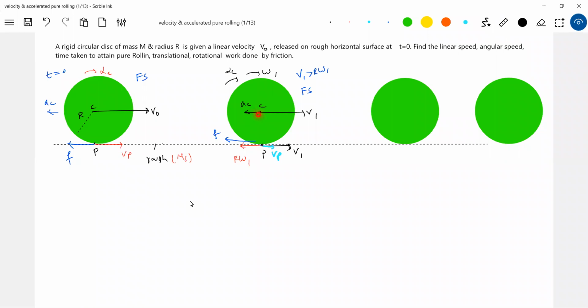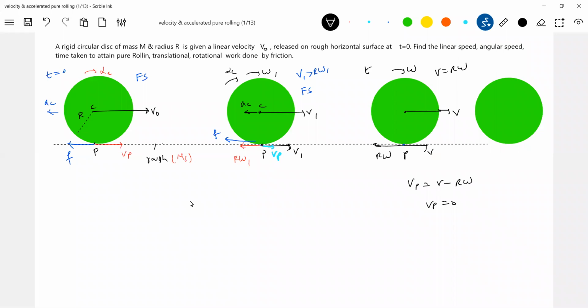Like that, this friction will keep on decreasing the linear velocity, and due to angular acceleration, due to torque, the angular velocity will keep on increasing. At one instant, the velocity of the center of mass will become v and the angular velocity will be omega. Then this will be v and this is r omega. Then what is the velocity of point P? V minus r omega. V equals r omega, so the velocity of point P is 0. Then what happens to friction? Friction will vanish here. So this is how it attains pure rolling.